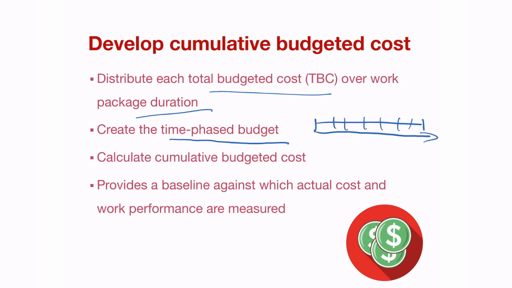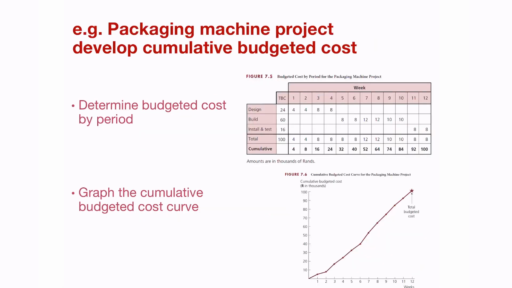You calculate the cumulative budgeted costs, CBC, and then provide the baseline against which the actual cost and work performance can be measured. You must have that baseline in place, because if you don't have anything to measure against, a target that you can measure against, then your measurement is immaterial. Then your measurement means nothing.